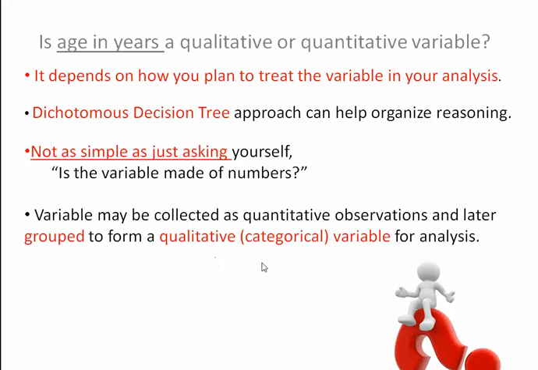And then the last point that I made earlier is that variables might be collected as a quantitative observation, but then later you might actually decide to group them into a qualitative variable for analysis. So just keep that in mind as you're moving along. Sometimes that's why it's good to read both the methods and the results section of a paper. And when you're designing your own research, keep in mind that you might be collecting things in a quantitative nature and making quantitative observations that you later put into groupings that make sense to you as either an attribute or a rank.